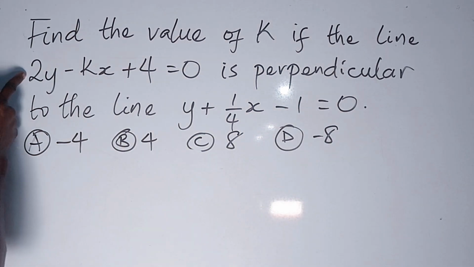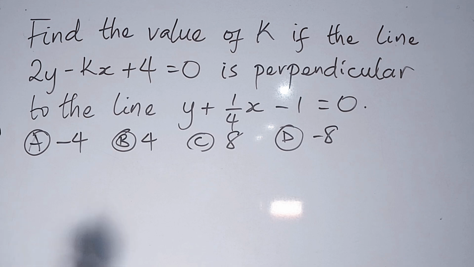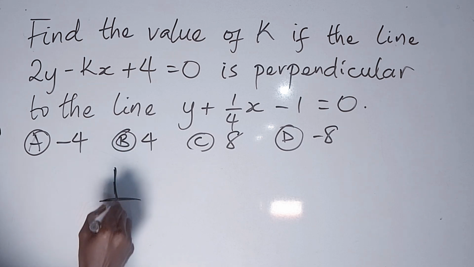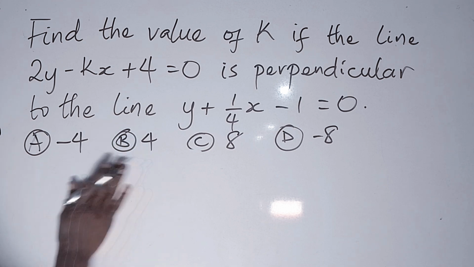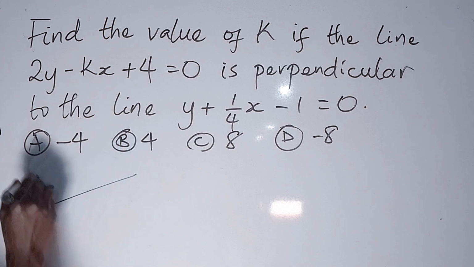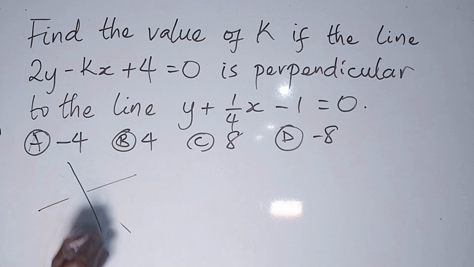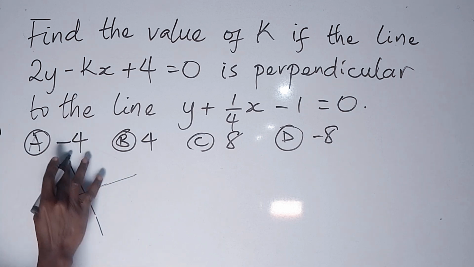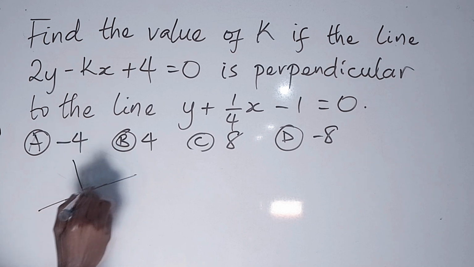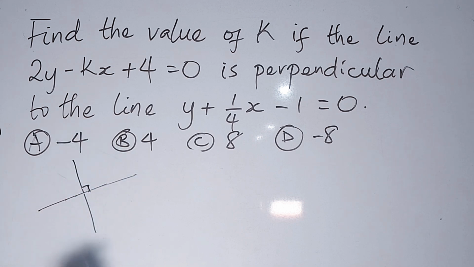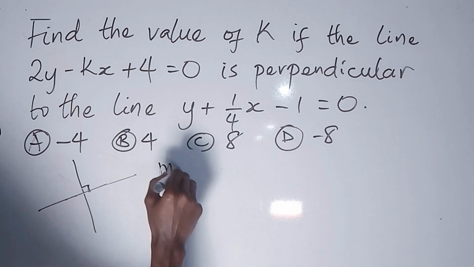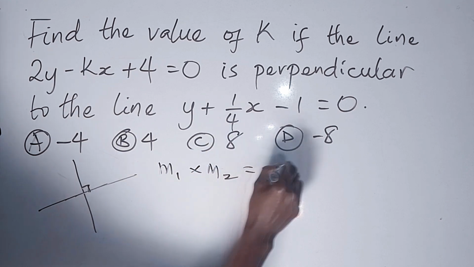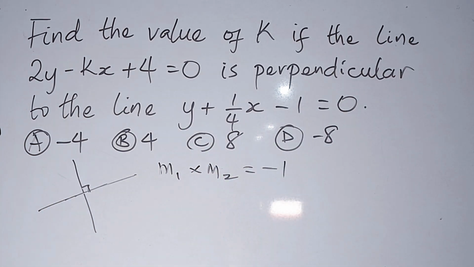If this equation of the line is perpendicular to the other, that means the two lines are perpendicular to each other. Now if two lines are perpendicular, they can be in any direction. It may be this one is like this, the other one is like this. But when we say two lines are perpendicular, it means the angle between them is 90 degrees. It also means that the product of their gradients, m1 times m2, is minus 1.